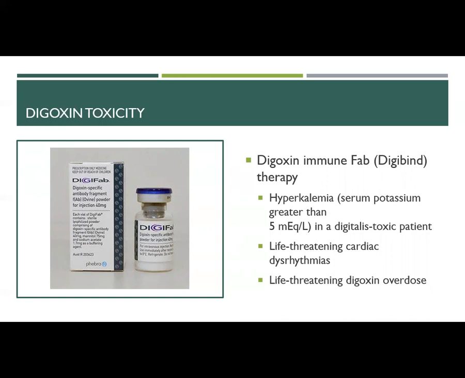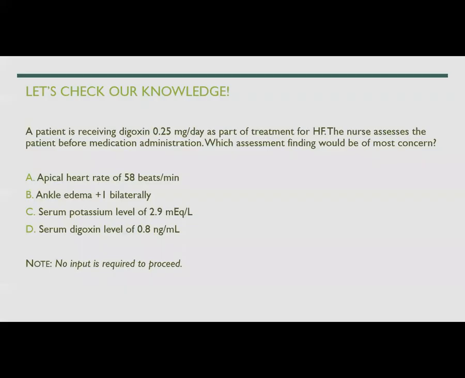The other thing is, you want to watch your patients for hyperkalemia, life-threatening cardiac dysrhythmias, and life-threatening digoxin overdose. A patient is receiving digoxin 0.25 milligrams per day as part of treatment for heart failure. The nurse assesses the patient before medication administration. Which finding is of most concern? It's going to be that potassium level of 2.9.